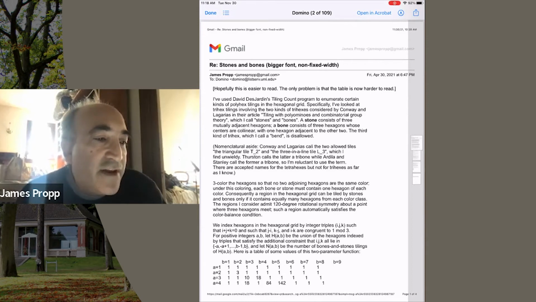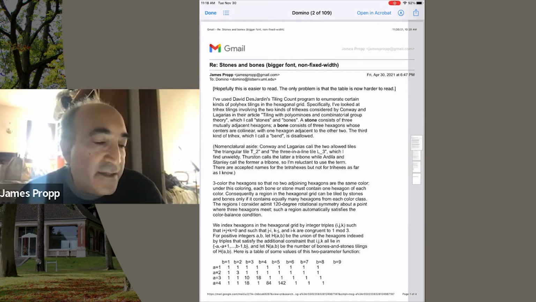A stone consists of 3 mutually adjacent hexagons, or in the picture I drew before, 3 mutually adjacent vertices in the triangular graph. A bone consists of 3 hexagons whose centers are collinear, with 1 hexagon adjacent to the other 2. The third kind of trihex, which I used to call a bend and now call a phone, is disallowed. I'll skip the next paragraph, but there is some confusion in the literature about nomenclature, which I took as an invitation to invent my own.